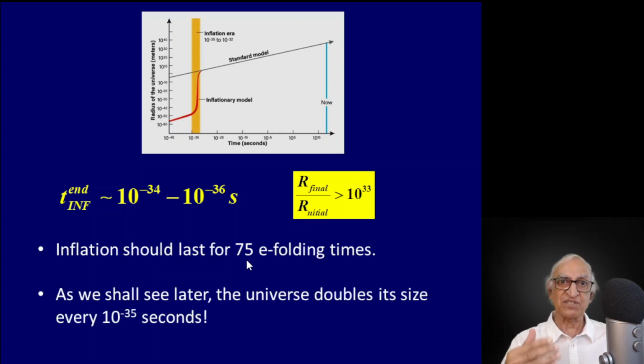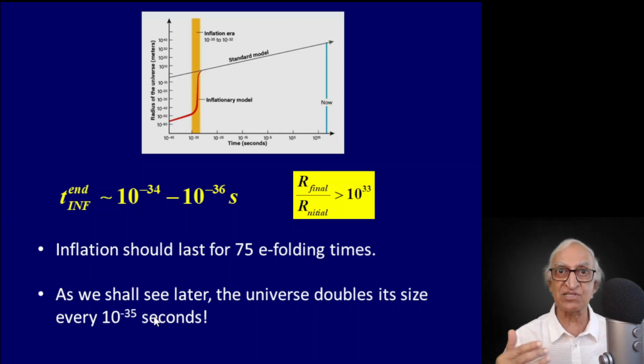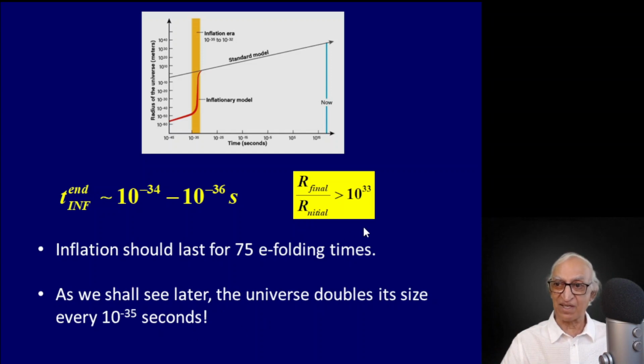The universe, as we shall discuss in the next lecture, possibly doubles in size every 10 to the power minus 35 seconds. Yes, you heard me right. The universe doubles in size every 10 to the power minus 35 seconds. That is why it is able to increase in size by a factor of 10 to the power 33.